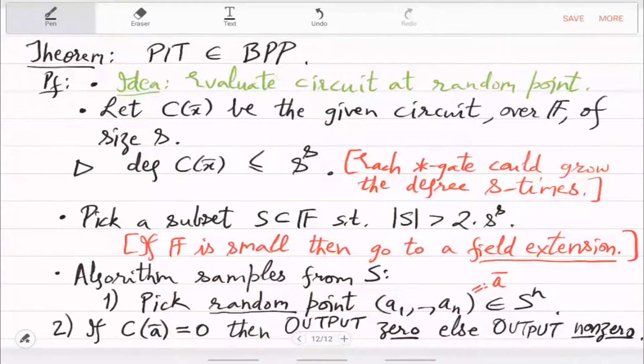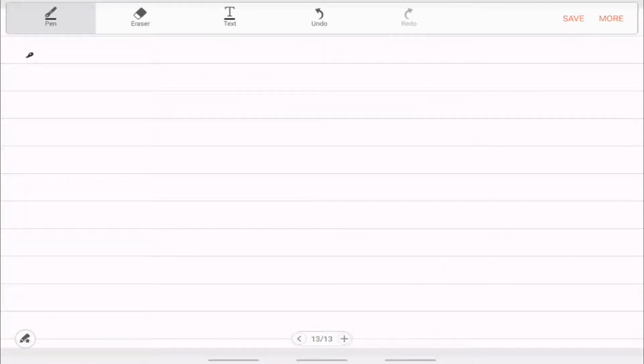It just samples a random point and then evaluates the circuit at this point. Now note that evaluation can be done very efficiently, right, because you are given addition multiplication gates. So once you have fixed your point, A1 to AN are not very large because you pick them from this sample space S. So you can easily compute by just doing addition multiplication in the field. This is a very fast algorithm. You can implement it practically. The only thing is, what is the error? So let's discuss that.